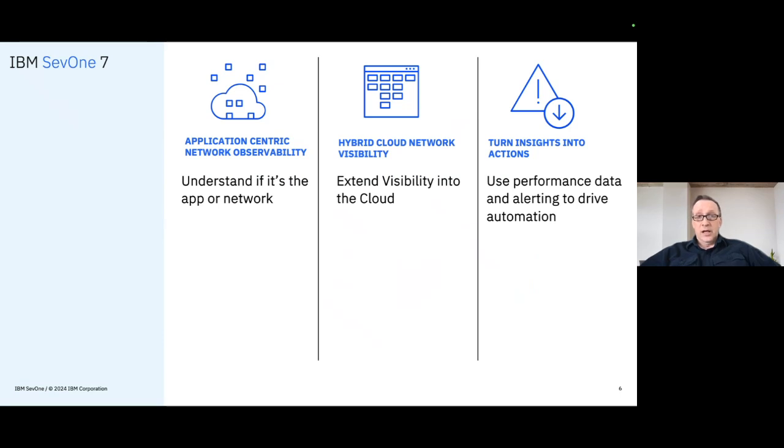So being able to identify how different applications and services are being delivered over the network, and then being able to quickly triage and understand, if there is a performance issue, what domain is it in?